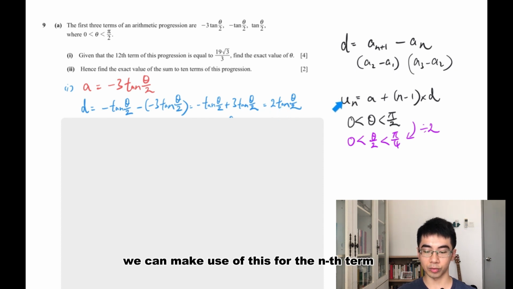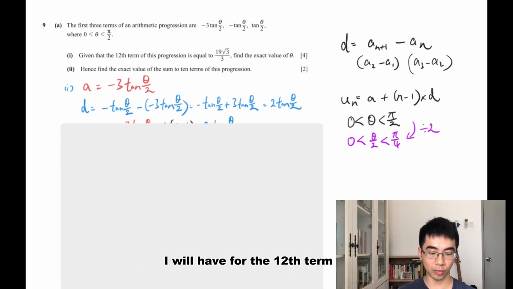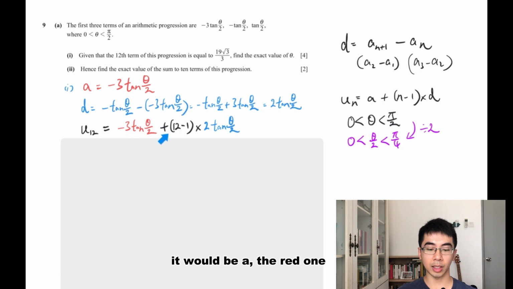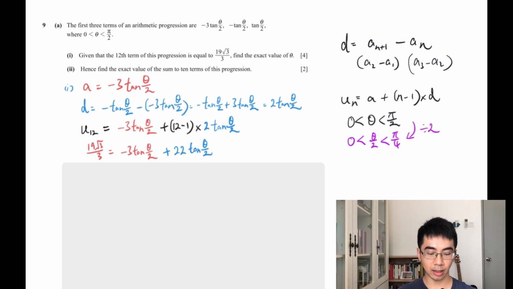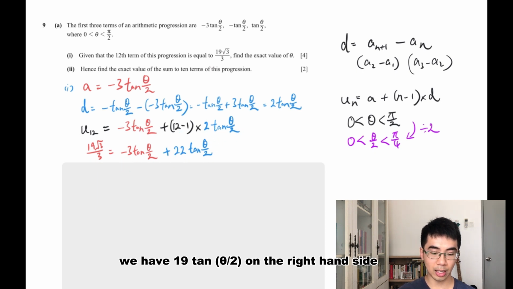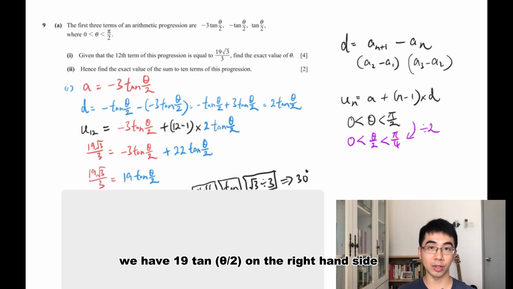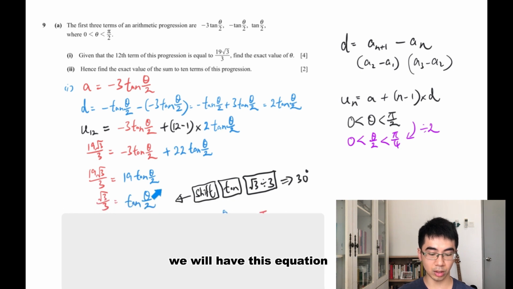And then we can make use of this for the nth term using this formula. I will have for the 12th term, it will be the a, the red one, plus n minus 1, where n is 12, times the blue one, which is the common difference. But this number is just equal to 19 square root 3 over 3, so we can just substitute it inside. And then for the right-hand side, just simplify it. For negative 3 plus 22, we have 19 tangent theta over 2 on the right-hand side, and then divide 19 to the left-hand side. We will have this equation.